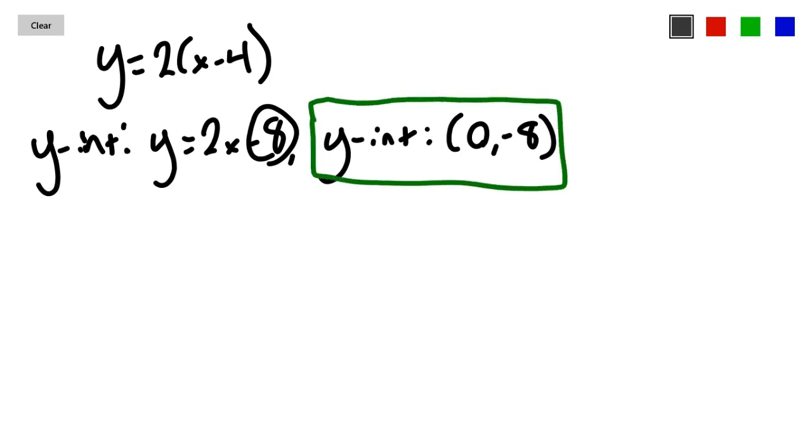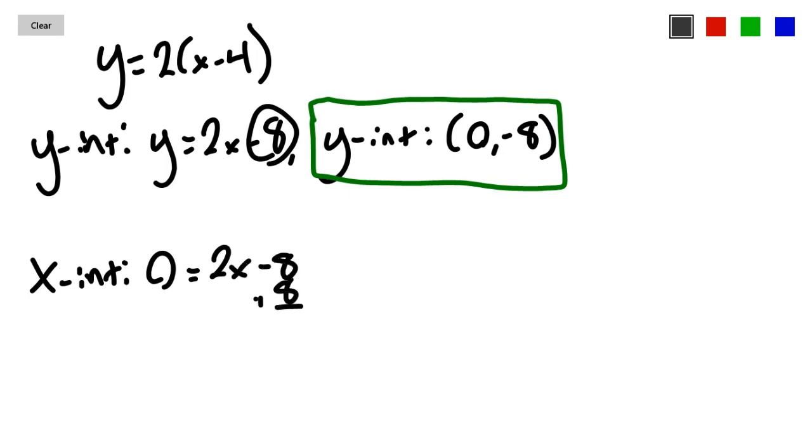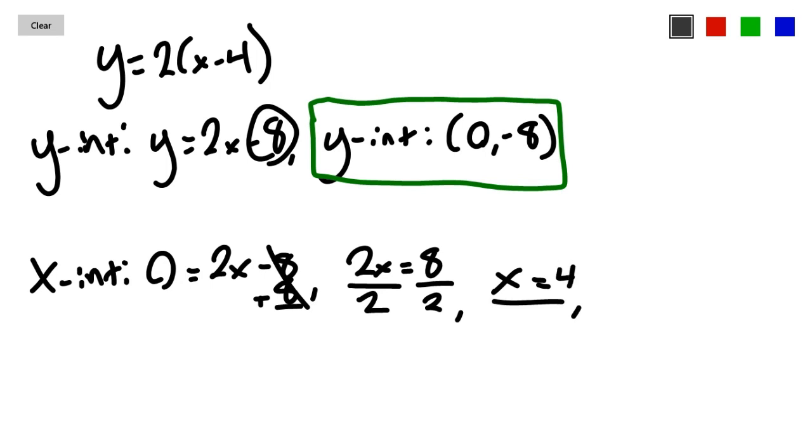And for the next one, the x-intercepts, I just set y equal to 0. So I'll have 0 is equal to 2x minus 8. And then I'll solve for x. So that goes away, and I have 2x is equal to 8, divided by 2, and I have x is equal to 4. So this means that my x-intercept is the point 4, 0.